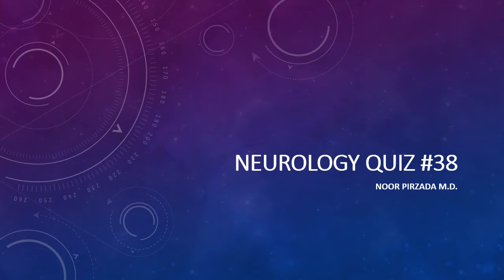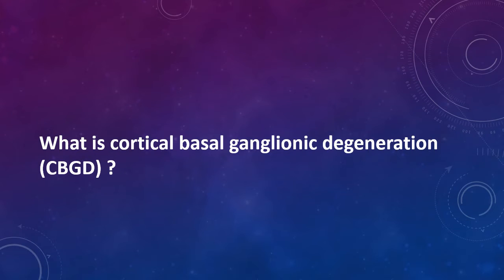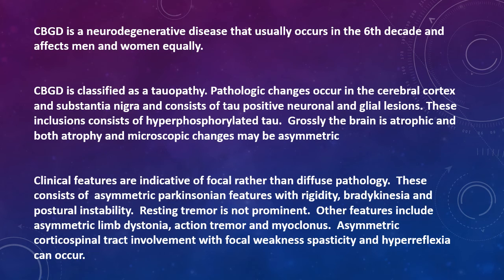Neurology quiz number 38. What is cortical basal ganglionic degeneration? Cortical basal ganglionic degeneration is a neurodegenerative disease that usually occurs in the sixth decade and affects men and women equally. It is classified as a tauopathy. Pathological changes occur in the cerebral cortex and substantia nigra and consist of tau-positive neuronal and glial lesions. These inclusions consist of hyperphosphorylated tau.